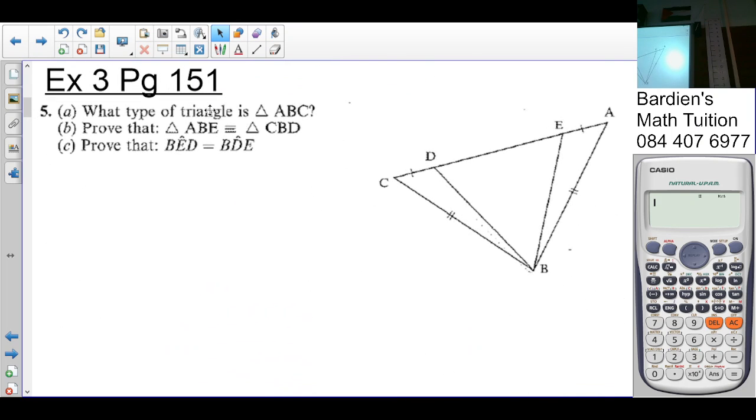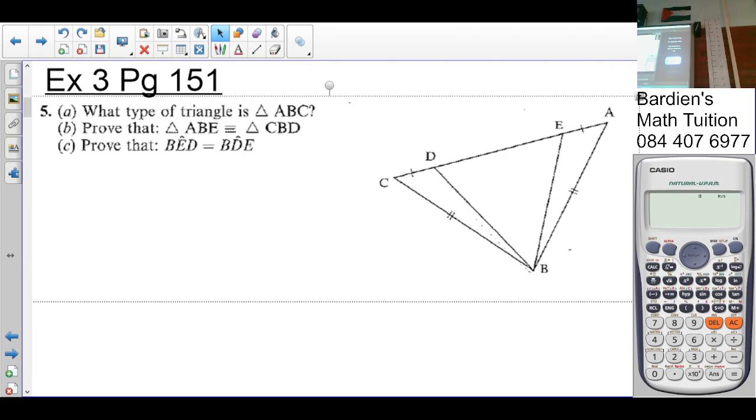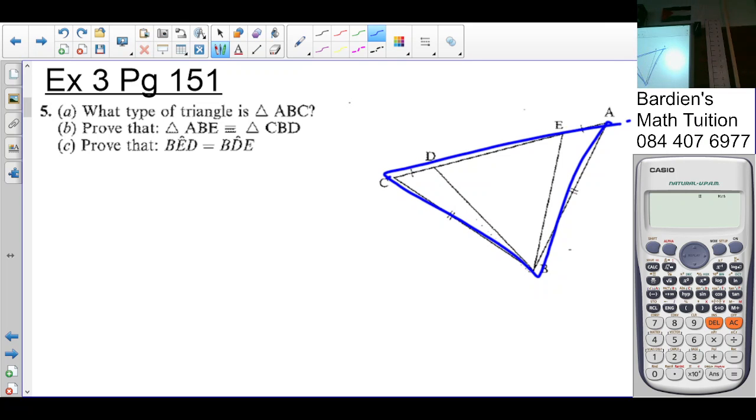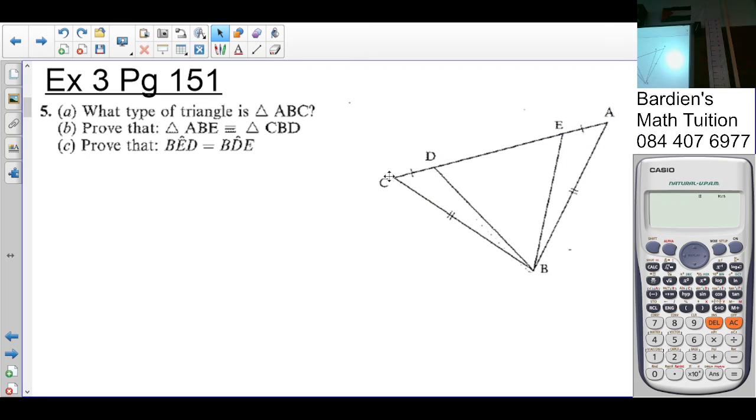Number 5. If you look at the number 5 diagram, what type of triangle is triangle ABC? ABC. What type of triangle is that? An isosceles triangle. What makes it an isosceles triangle? Two sides are equal. Okay.